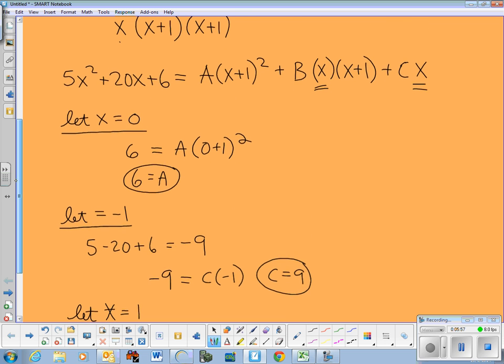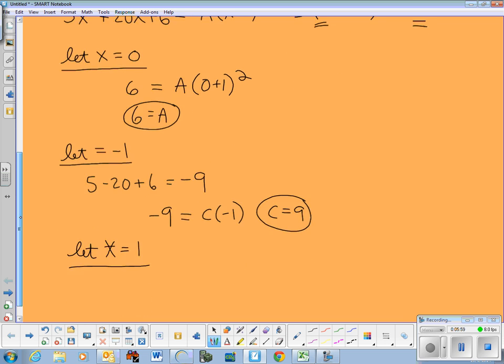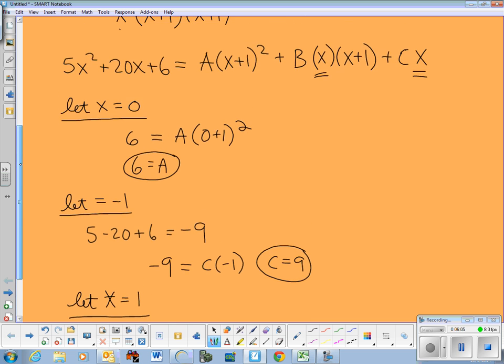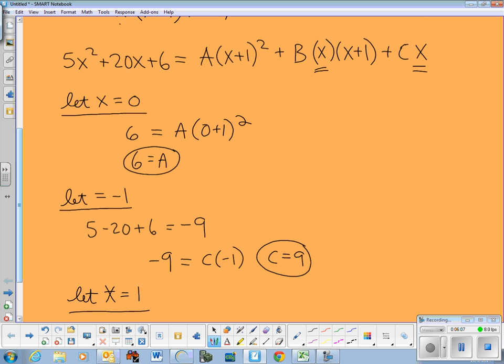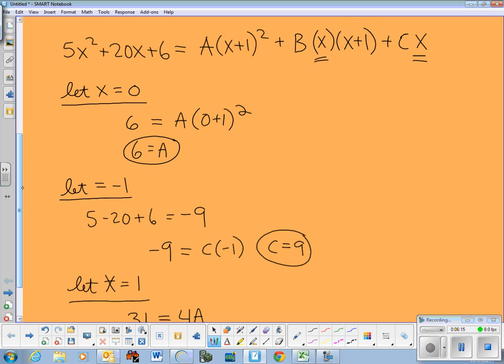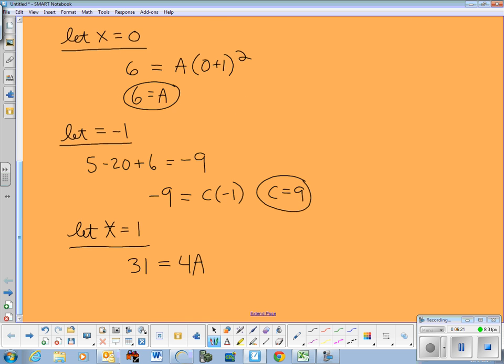On the left, I get 5 plus 20 plus 6. So on the left, I get 31. On the right, I'm going to go through and let X be 1. So my first term is 1 plus 1, which is 2 squared. So I get 4A. Then I get 1 times 2, so that's 2B plus C, plus 2B plus C.